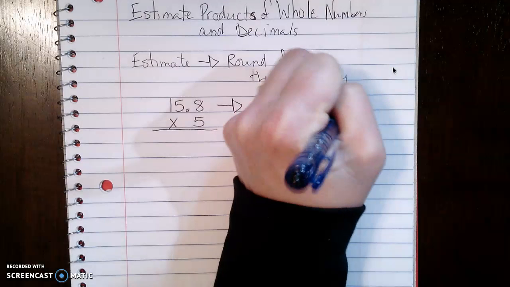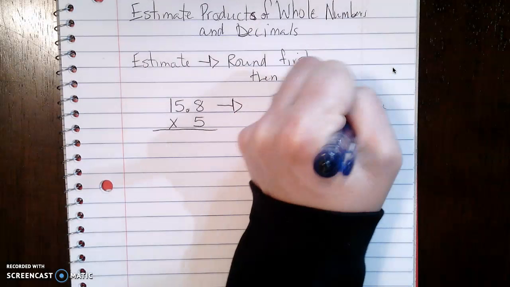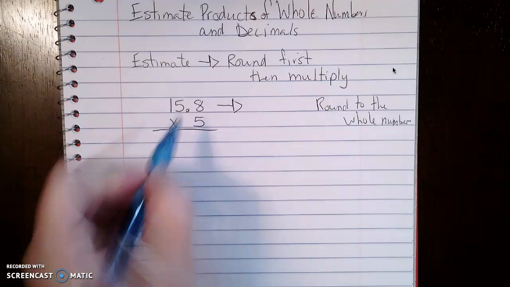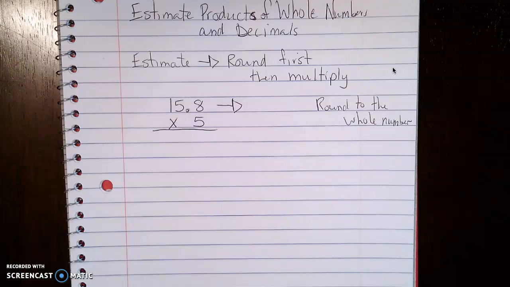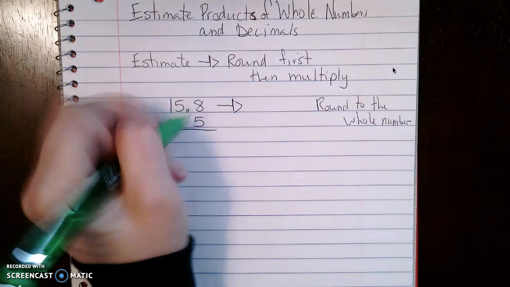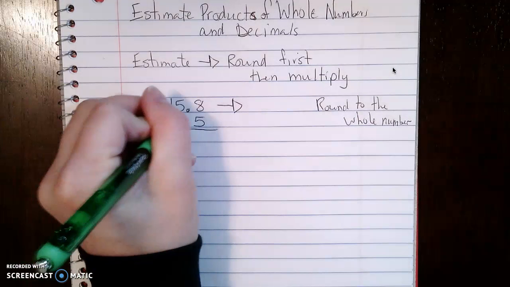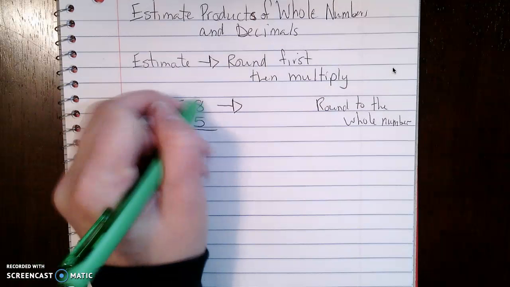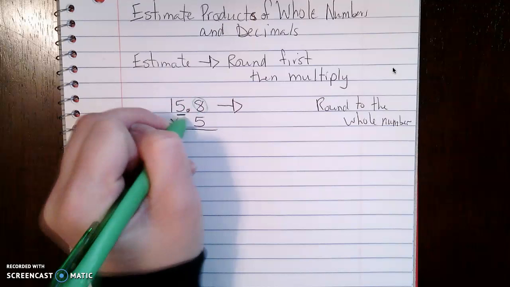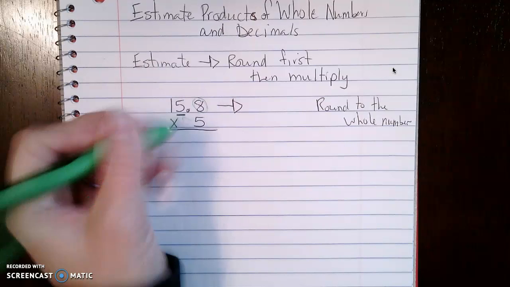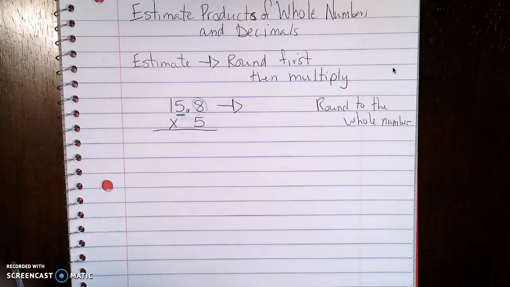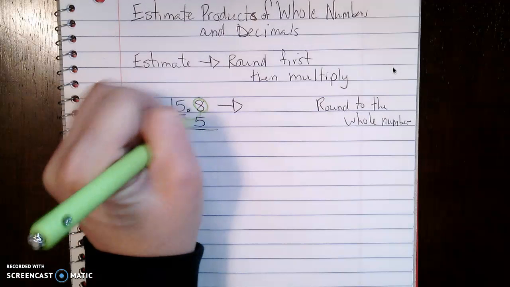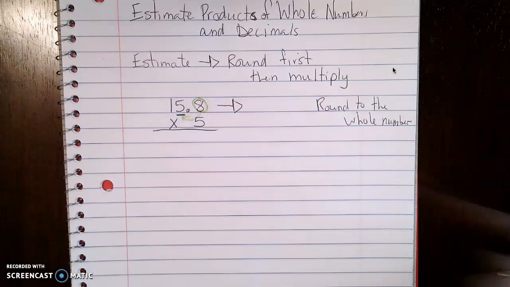So we're going to round to the whole number. That means we are going to round to the ones place. The ones place is the digit that is directly to the left of the decimal, so that's the 5. And the digit to the right of that, which is the 8/10, is going to tell that 5 what to do. So an 8 tells that 5 to round up.